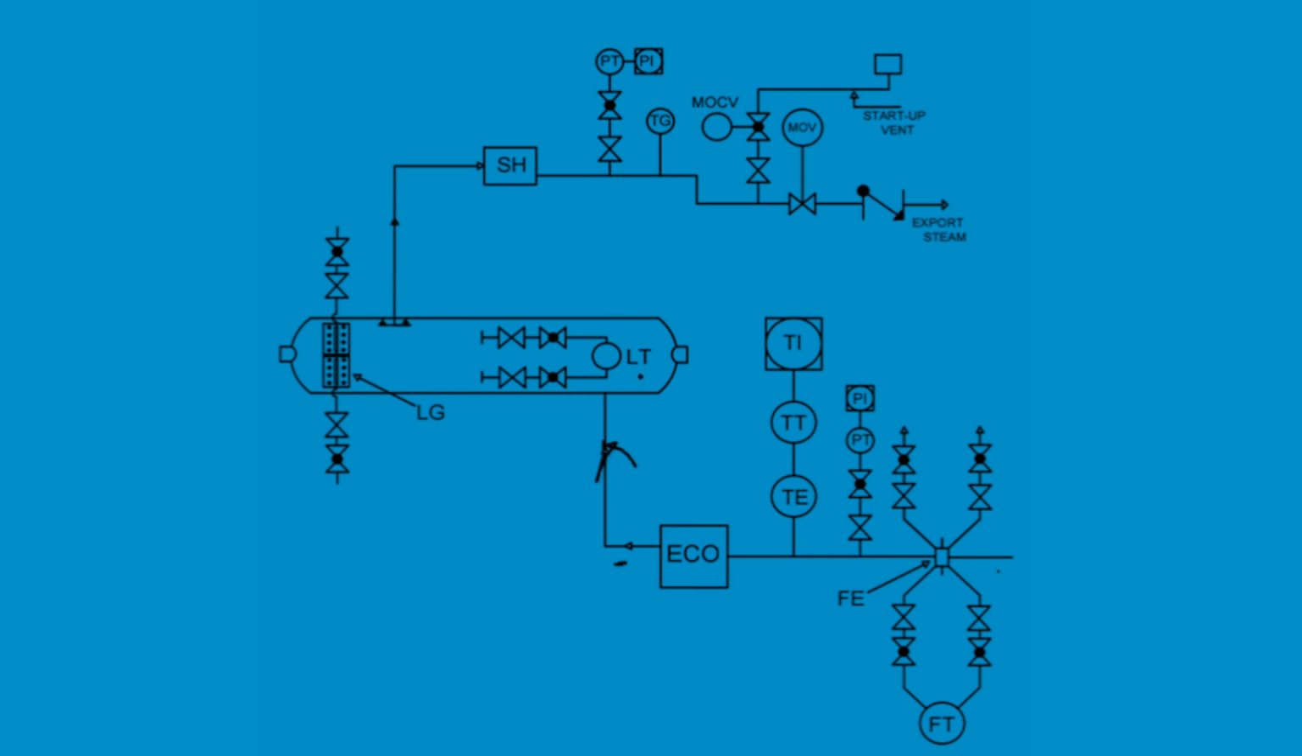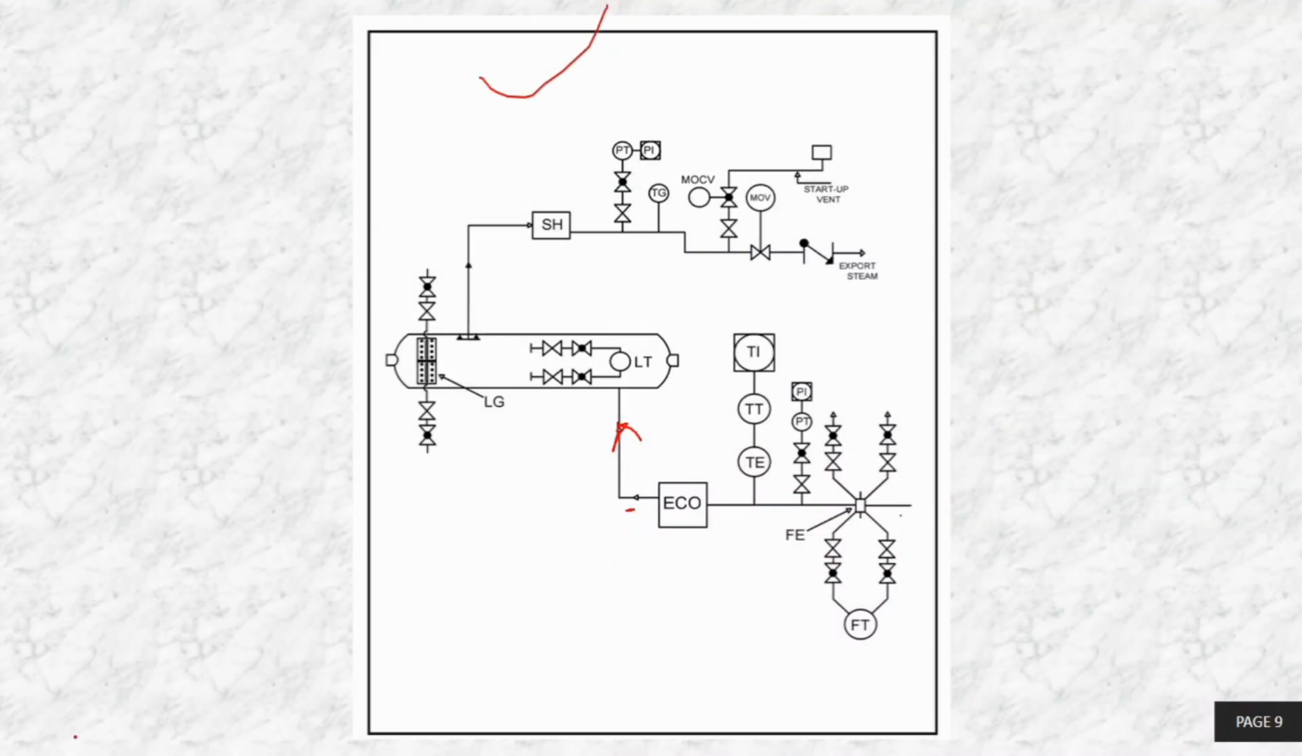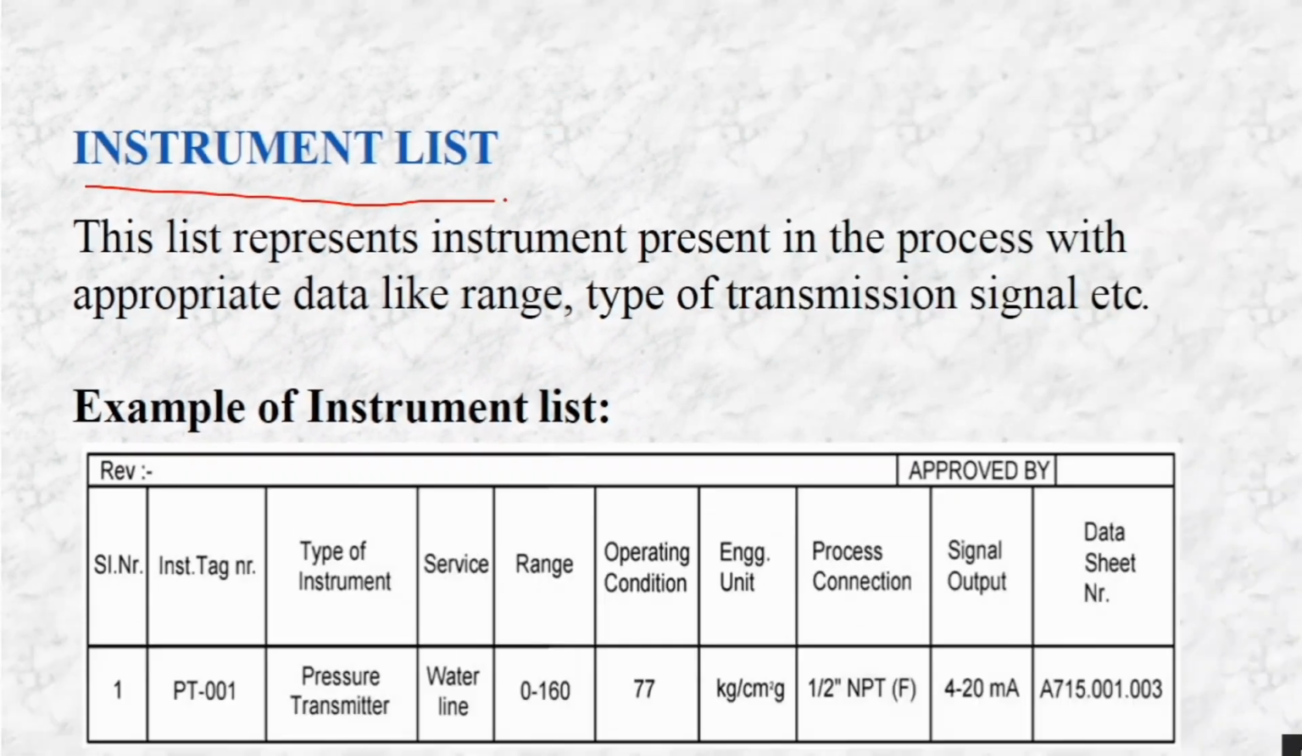1, 2, 3, 4, 5, 6. So you can count how many instruments are present and what type of instruments are present. Everything you can learn from the P&ID. Next we will learn what the instrument list is.